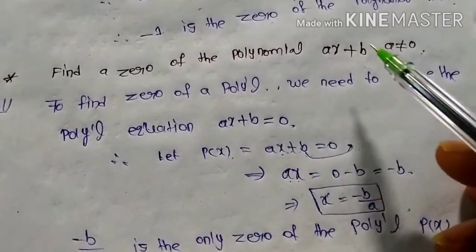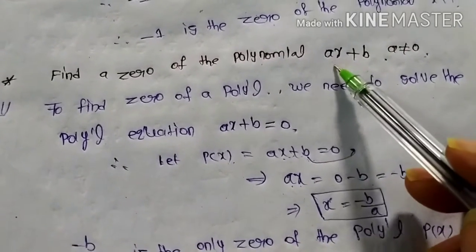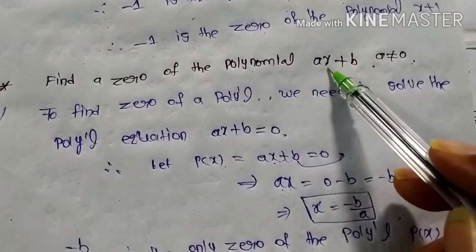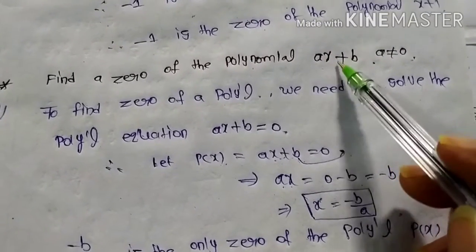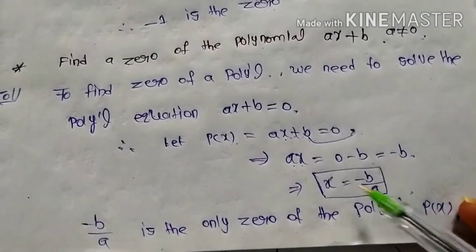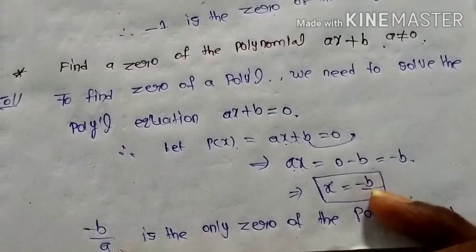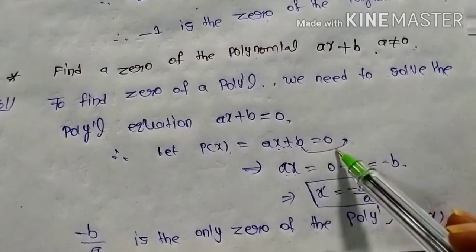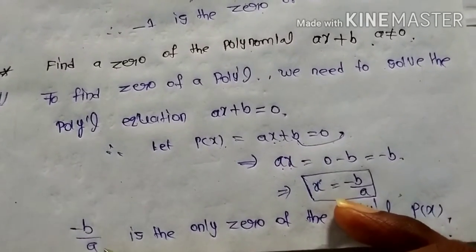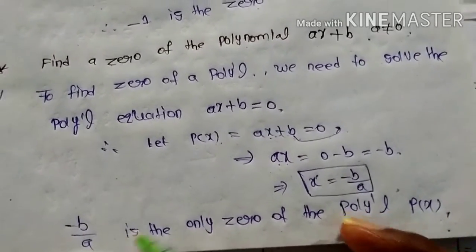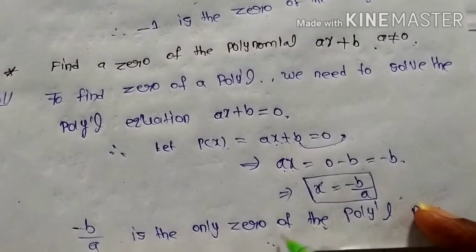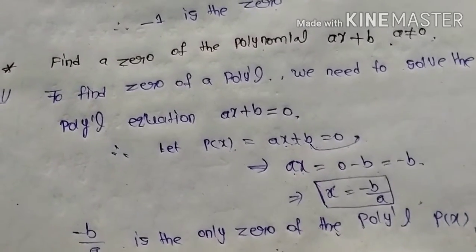It is a linear polynomial, or not? Yes or no? Already in the previous class we have discussed that a linear polynomial means the degree of the polynomial is 1. So a linear polynomial has only one solution, and for this one we have taken minus b by a. If it is ax plus b is equal to 0, what is the x value? Minus b by a. That means minus b by a is called the zero of the polynomial or root of the polynomial. We will discuss in detail in the exercise problems.